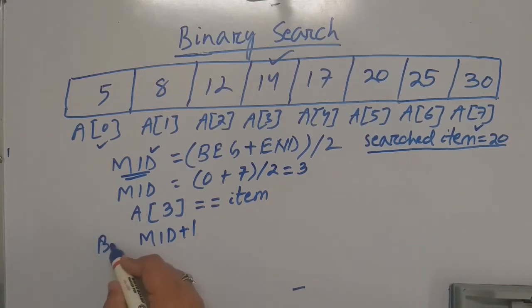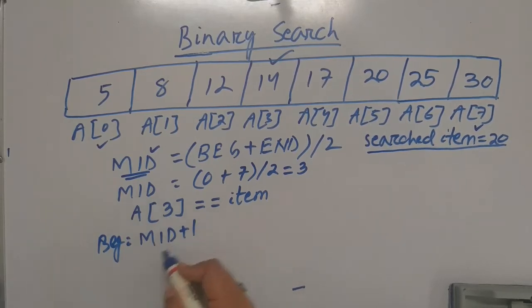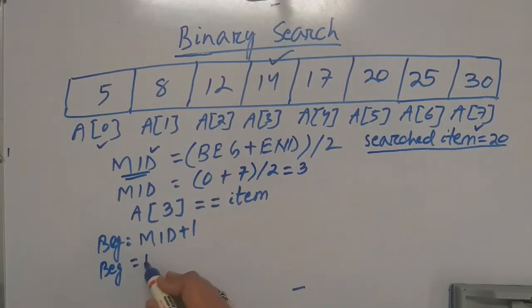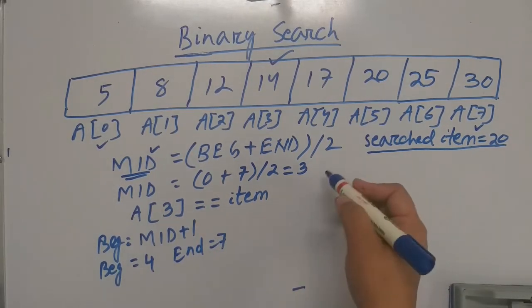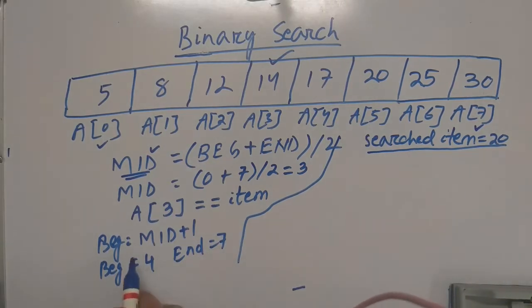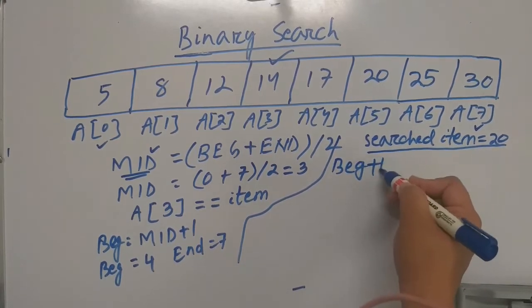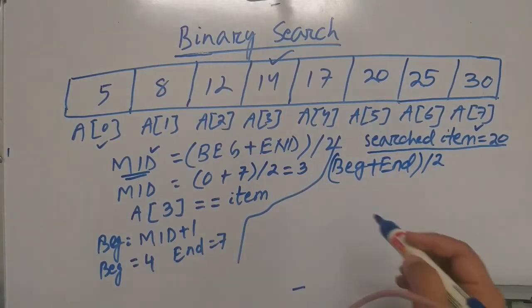Okay, we are taking begin as begin is equal to mid plus 1. What is the value here? Mid is 3, so mid plus 1 is 4. Next, end is as it is, which is 7. So what we are doing here is adding begin with end and dividing by 2. That means (begin plus end) divided by 2 gives the next mid position.